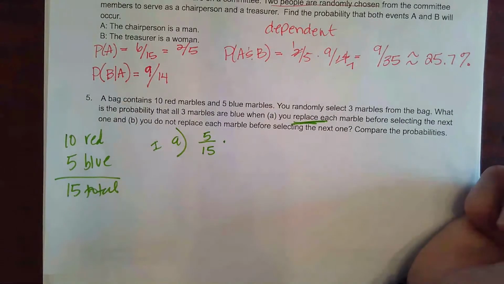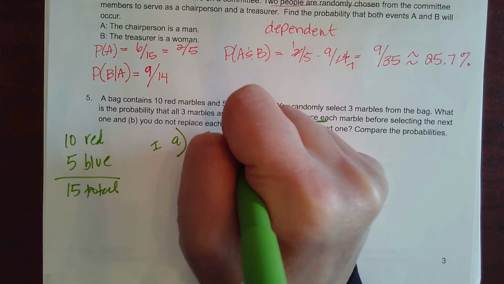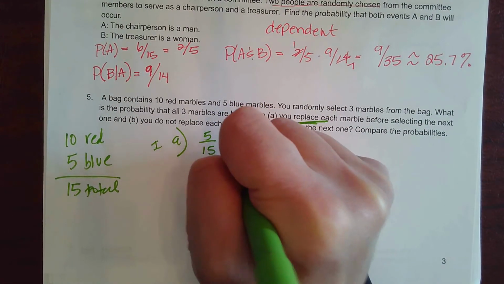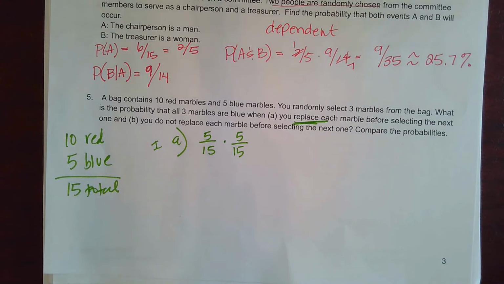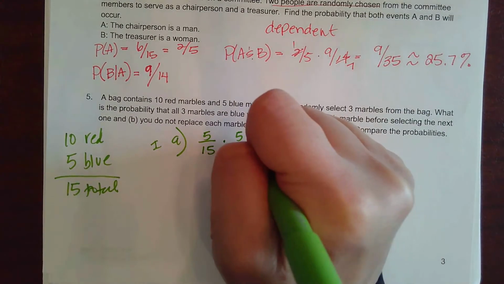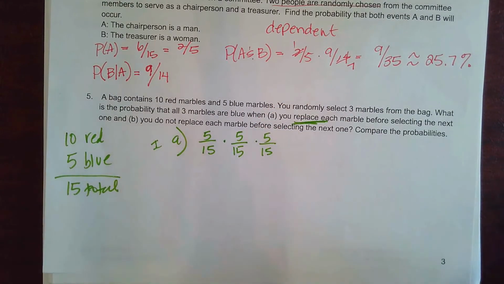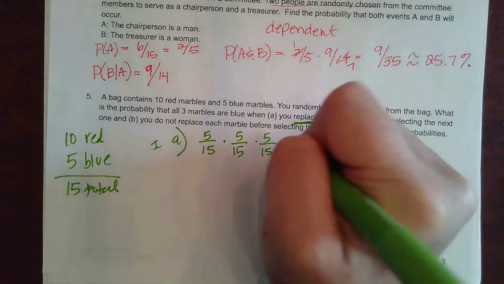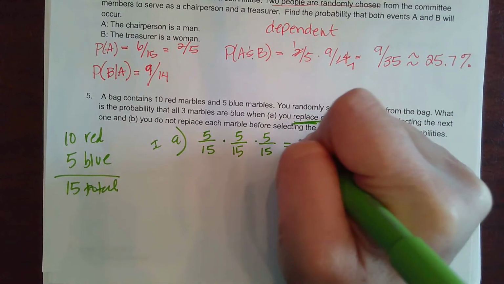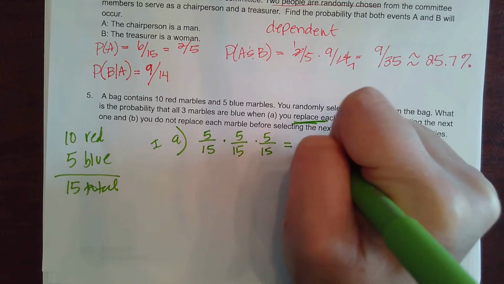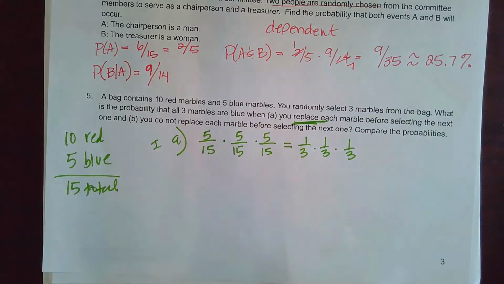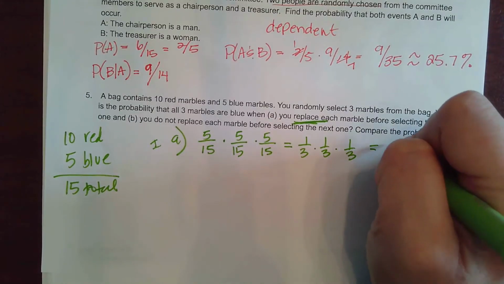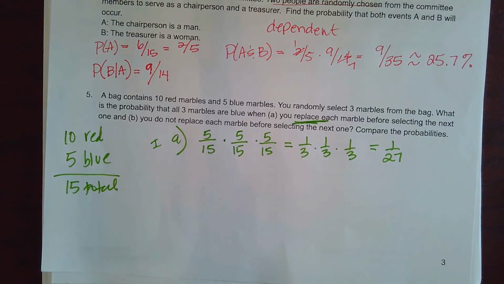Well, the second time I draw, I still have 5 blue to choose from and 15 total marbles to choose from because, again, we replaced the marble. And on the third draw, same deal. I've got 5 blue to choose from, 15 total marbles. So it might be easier to do this in our heads if we reduce those fractions to 1/3. And so then we get a probability of 1 out of 27.